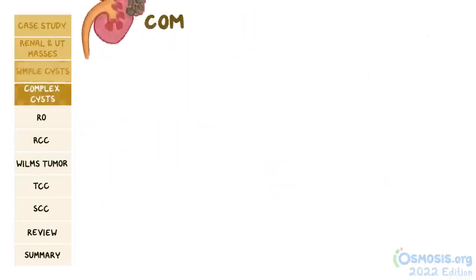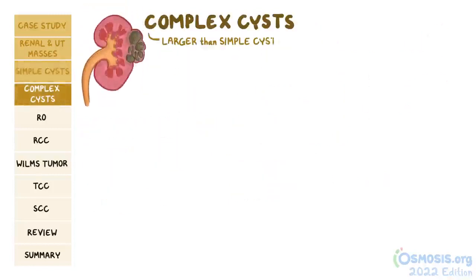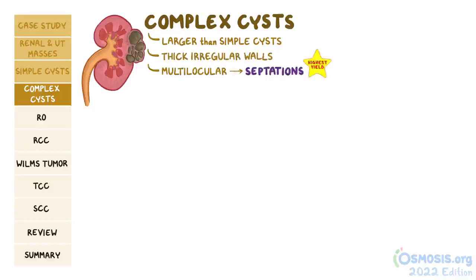On the other hand, complex cysts are larger than simple cysts. Additionally, on an ultrasound, they have thick, irregular walls and are multilocular, meaning they have septations within that separate the cyst cavity into compartments. Sometimes, complex cysts may even have a solid component within.